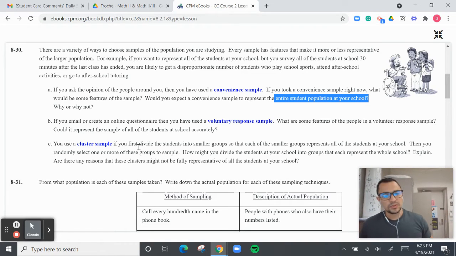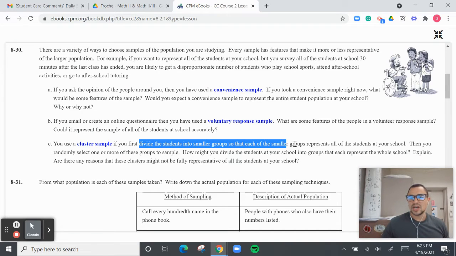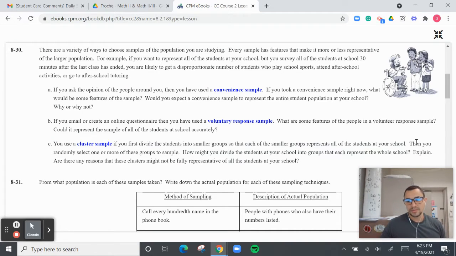You can use a cluster sample. You first divide the students into smaller groups so that each of the smaller groups is representative of all the students of your school. Then you randomly select one or more people from these groups to sample. How about you divide the students at your school into groups that represent the whole school? We can separate them into smaller groups. For example, 6th, 7th, and 8th grade. We can do it by who's in PE class. We can do it by if you play sports or don't play sports. Or, for example, my 7th and 8th grade math class versus just 7th grade math class. There are different ways you can go about it.